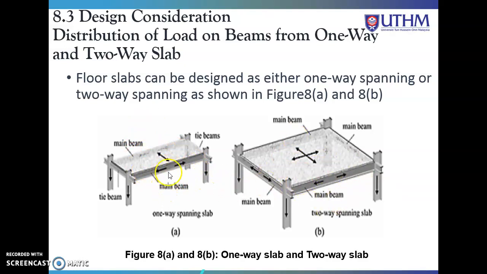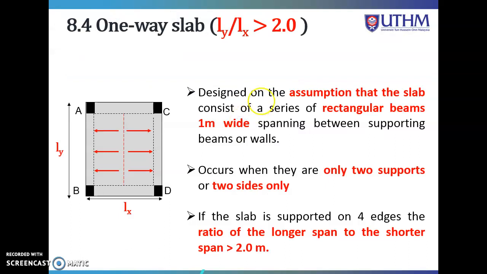Maksud dekat sini, okay. Cuba kita tengok, ini dalam point of distribution load. Maksudnya bila kita one way spanning slab, kita akan distribute the load two-sided. Okay, two-sided kepada main beam. Okay. Kalau two-way, kita akan distribute kepada four-sided. Okay, kita lagi contoh lagi akan saya tunjuk. Okay, kita fokus on the one-way slab first.